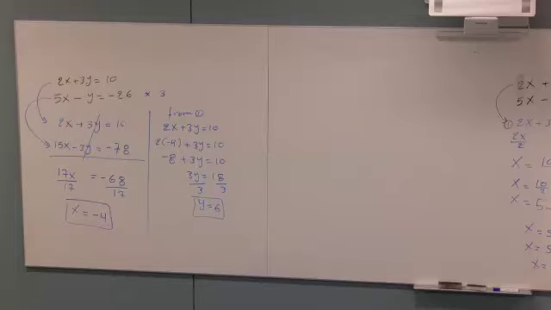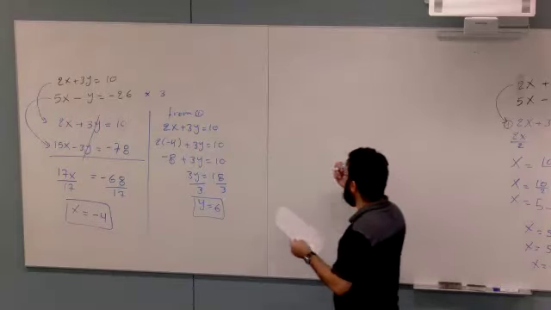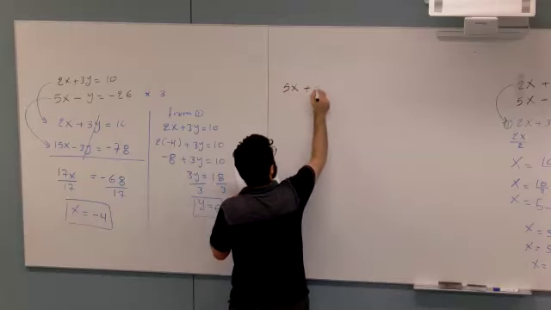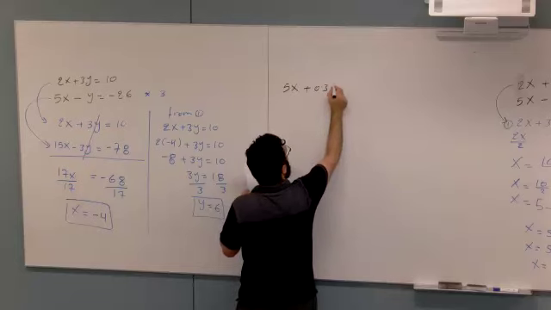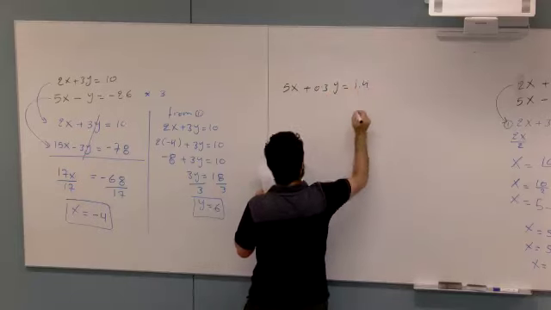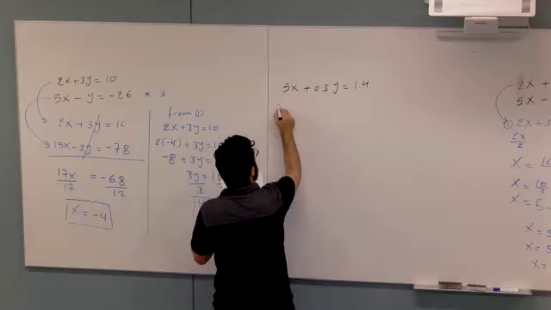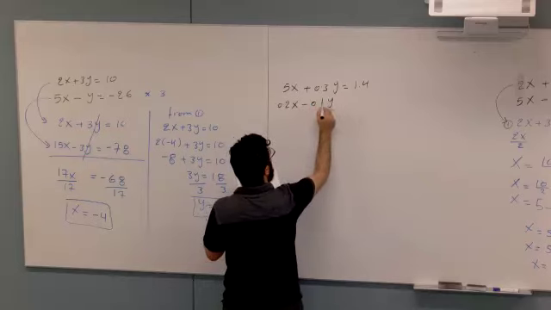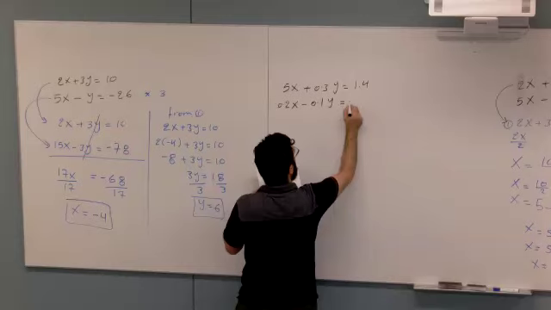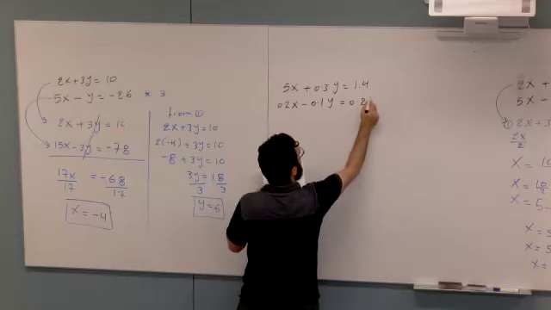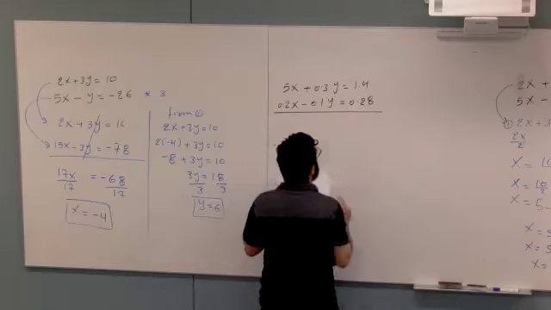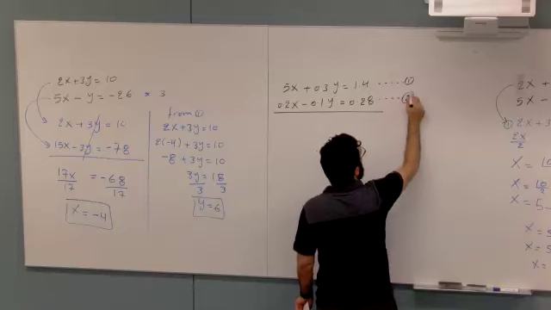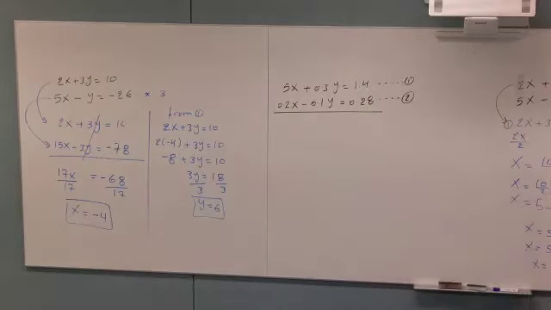Now, with the next one, also they ask you to solve a system. So we have 5x plus 0.3y equal what? 1.4. And we have 0.2x minus 0.1y equal what? 0.28. So here is the system. This is the first one. This is the second one. Now, how are we gonna solve it?